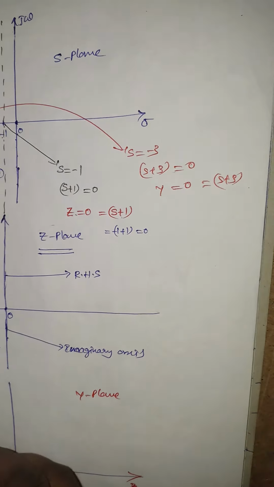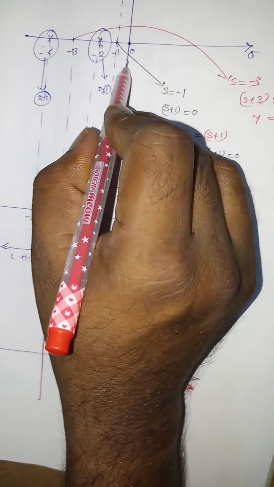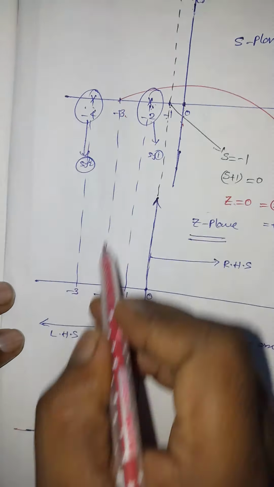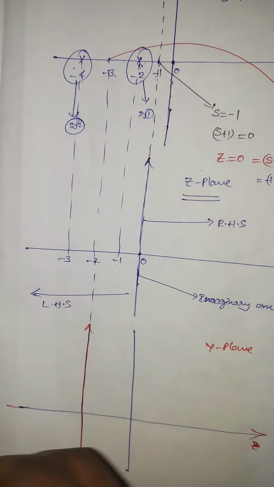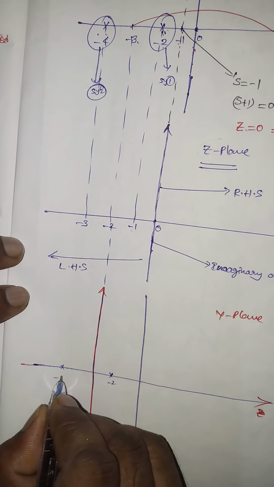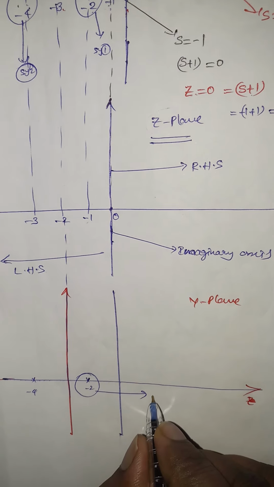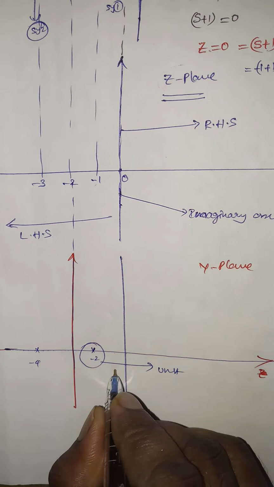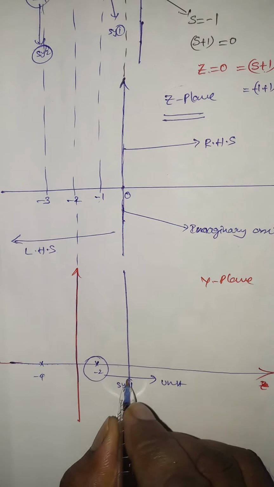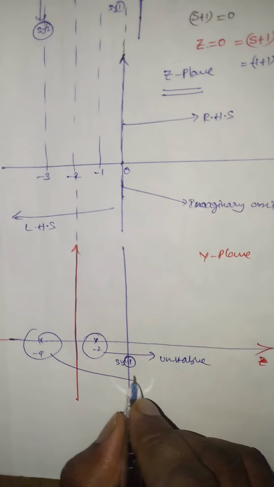That means if I am shifting this imaginary axis from here to here, then these poles at s is equal to -2 and at s is equal to -4, this will become unstable. This will become this system 1. It is system 1. This will become unstable and this will become a stable system.